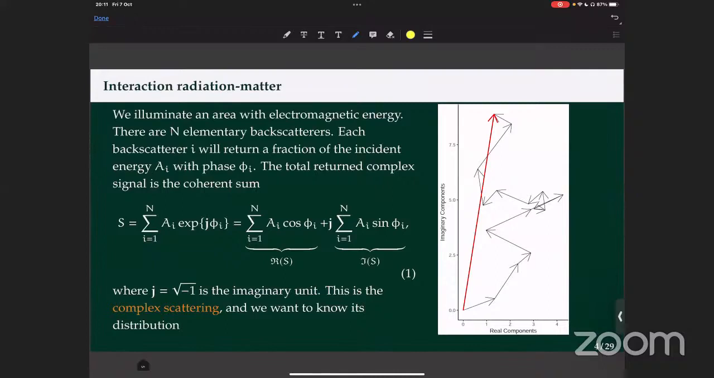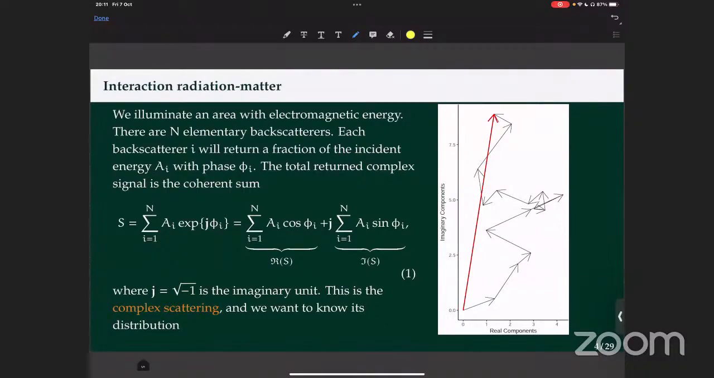But imagine that we have an electromagnetic wave that travels from the sensing platform to the target. This electromagnetic wave interacts with the target and returns part of this energy. In the case of PolSAR, this energy is in the microwave spectrum. But we will focus on what happens when the energy hits the target.